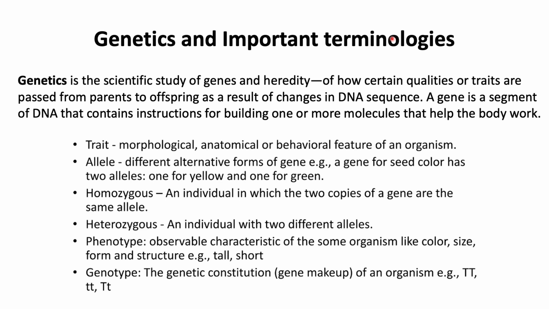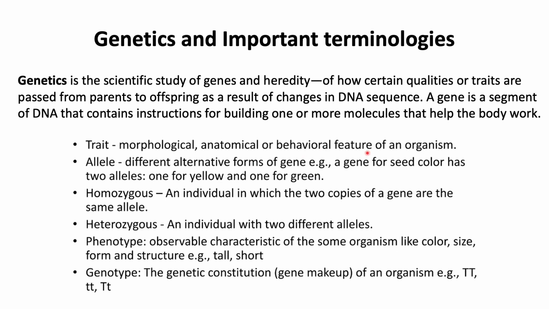So given that we have solved the question, let us understand more about some terminologies we saw in the question and the laws of inheritance. So to start with, genetics is the scientific study of genes and heredity, of how certain qualities or traits are passed from parents to offspring as a result of changes in DNA sequence. A gene is a segment of DNA that contains instructions for building one or more molecules that help the body work. So the common terminologies used in genetics are as follows.